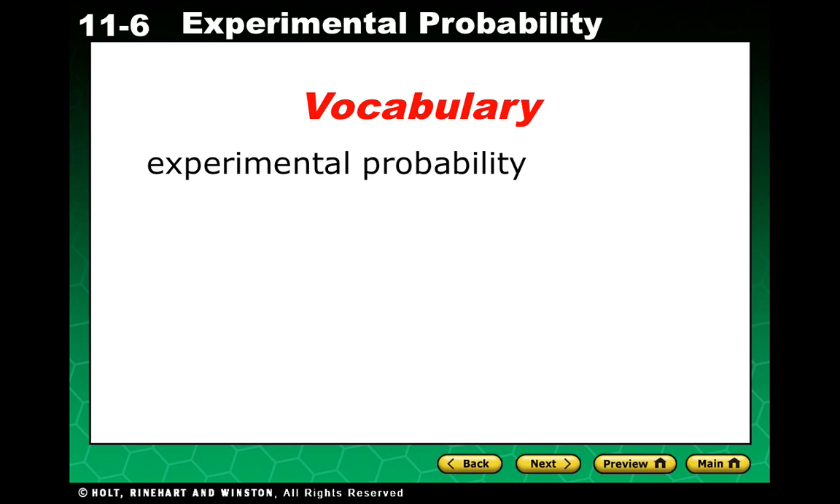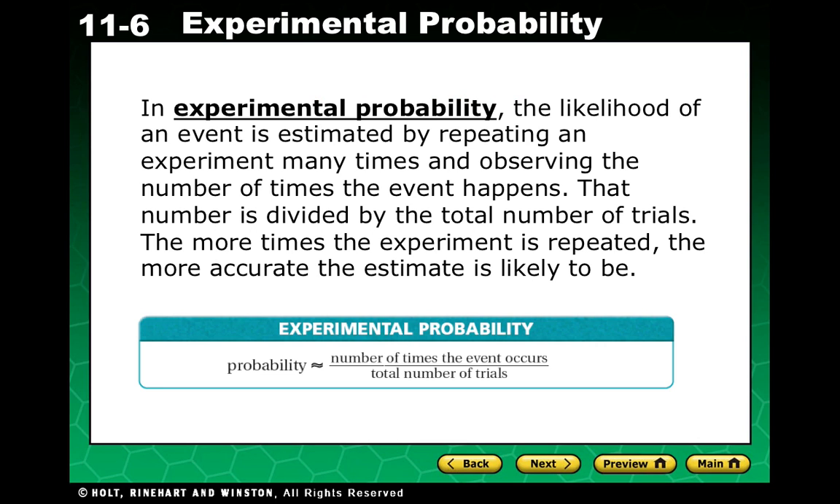So we'll talk about experimental probability. Experimental probability is when the likelihood of an event is estimated by repeating an experiment many times and observing the number of times an event happens. This number is divided by the total number of trials. The more times the experiment is repeated, the more accurate the estimate is likely to be. So our formula is probability is about the number of times the event occurs divided by the total number of trials.